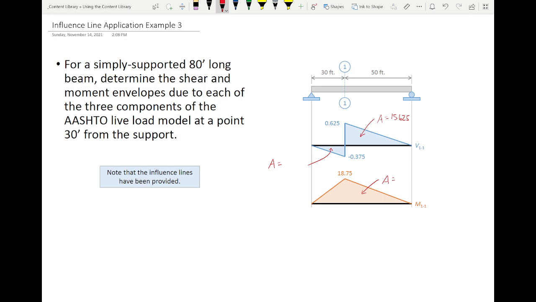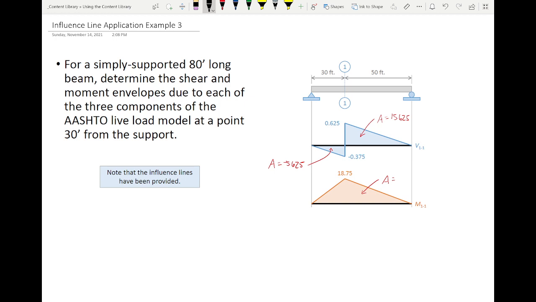This area here. So tell me what, okay, so that's correct. What about this area? -5. All right, is everybody with me on that? So why did I need these areas? This is the influence line for shear. This is the influence line for moment.